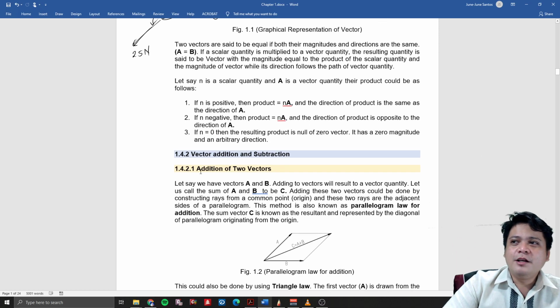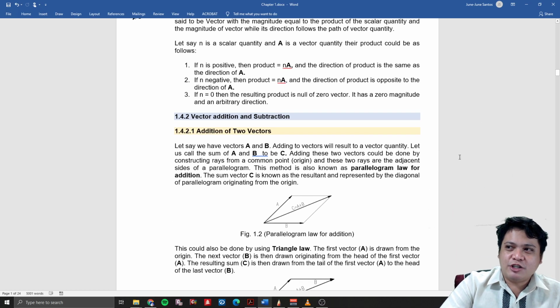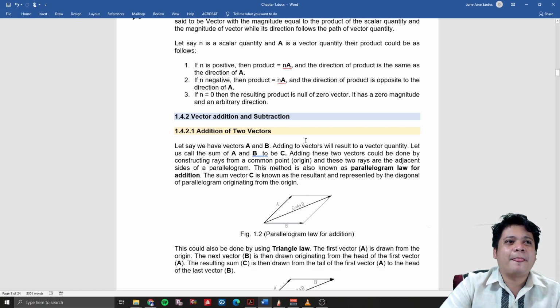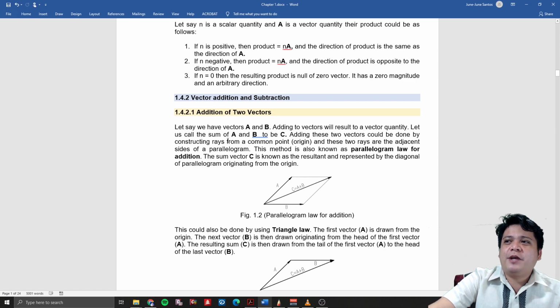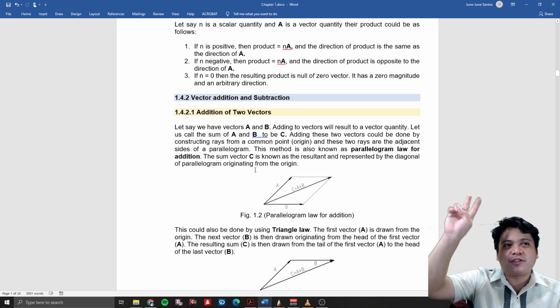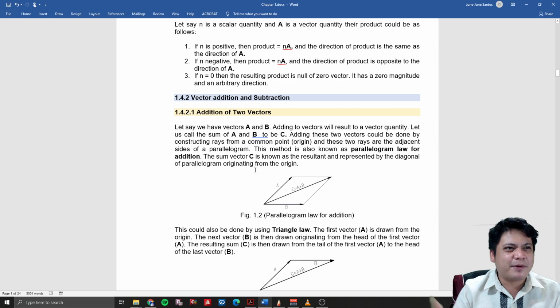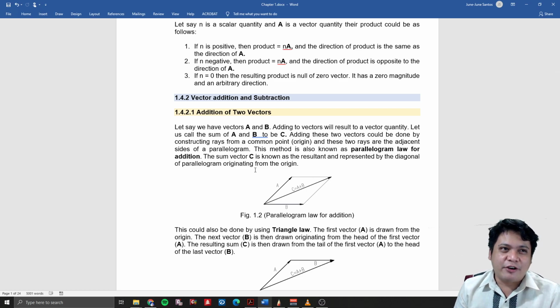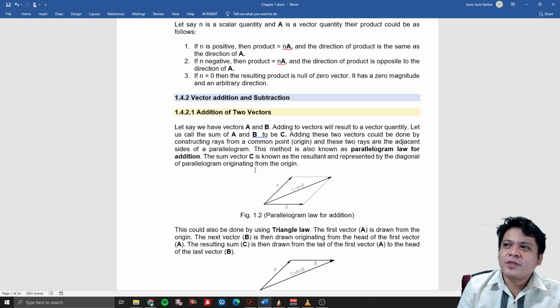Alright? So next, we'll go with the vector addition. So dito tayo medyo magkakaroon ng more examples. Okay? So assuming, okay, 2 vectors lang muna tayo. Okay? So saka na tayo kapag 3 or more, ano? So we will deal first on the 2 vectors. Okay? So merong iba't ibang way ng pagsosolve nito. So I guess sa physics, nagamit nyo na rin siya. The first one is what you call the parallelogram law for addition.